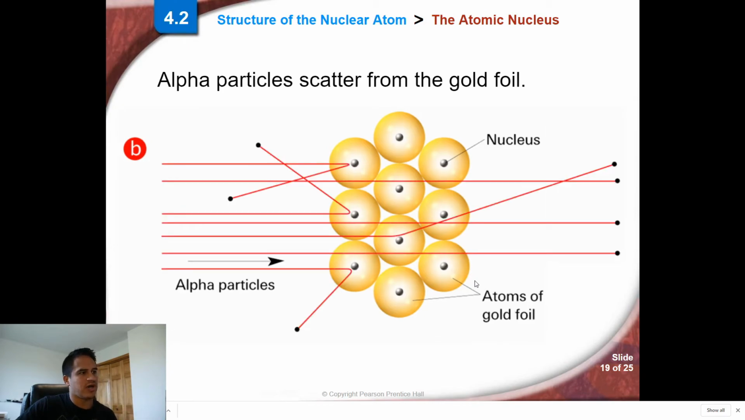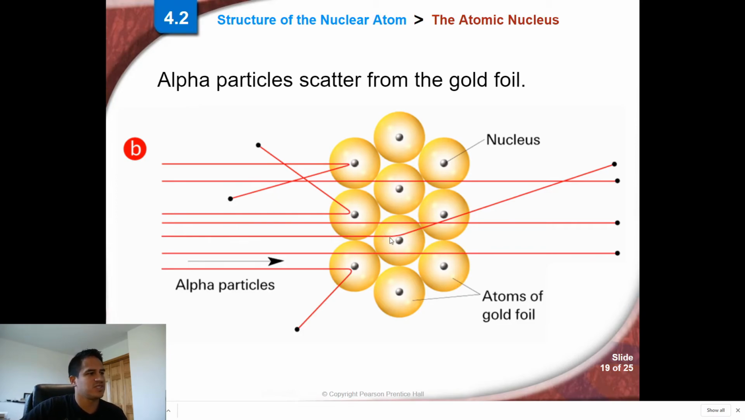However, every once in a while, maybe an alpha particle hits one of these dense places where all the positive charge is, and because you have an alpha particle, which is positive, and this center, which is positive, similar charges, of course, repel each other, and they will bounce off. And so this is where the idea of the nucleus came from.